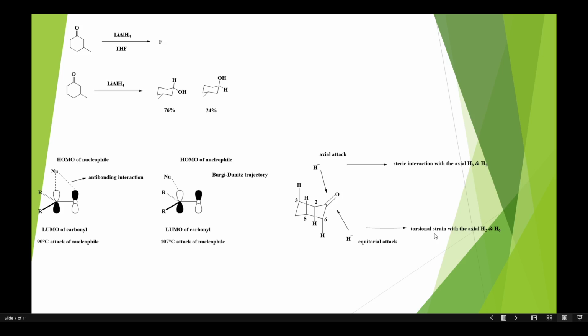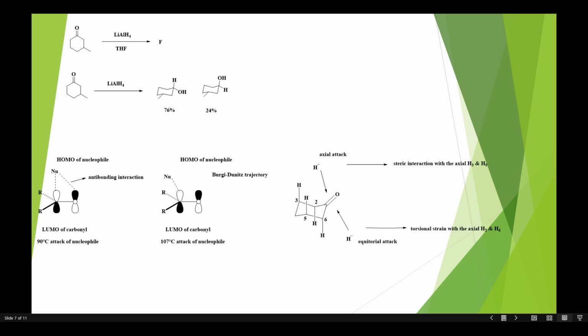Torsional strain and steric hindrance, do you know what the difference is between them? Which one has more energy when there is an axial-axial interaction and an axial-equatorial interaction, and which one has less energy? Yeah, axial and equatorial is the lower energy.